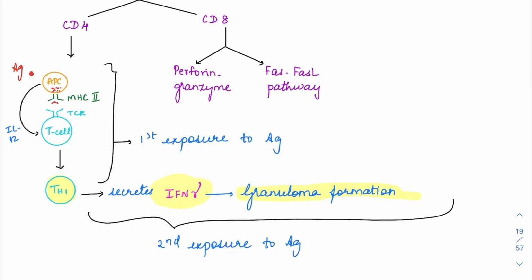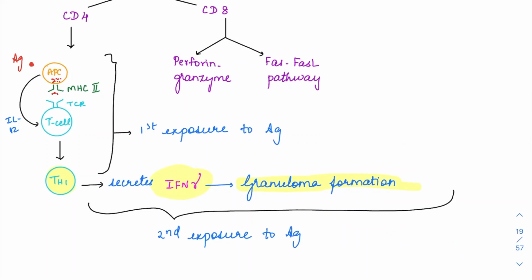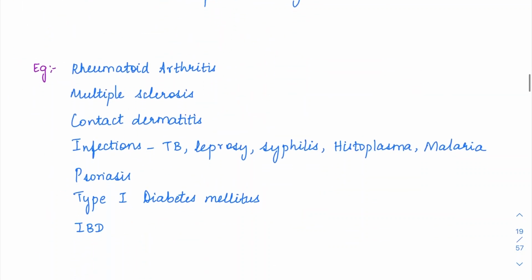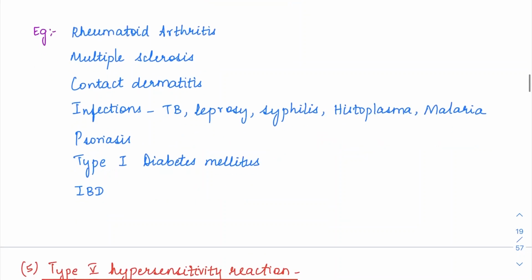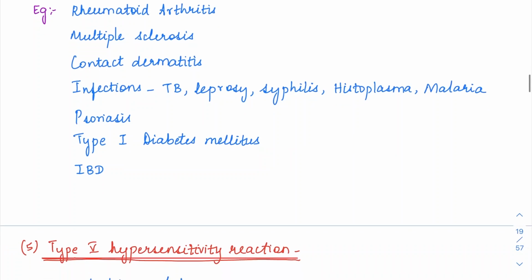CD8 positive T cells can also produce this cell-mediated type of hypersensitivity. Both the perforin pathway and the Fas-FasL pathway are going to cause the cytotoxicity. So lysis of the cell is going to be produced. Both these mechanisms are going to result in this hypersensitivity reaction. The examples of type 4 are rheumatoid arthritis, multiple sclerosis, type 1 diabetes mellitus, contact dermatitis, and various granulomatous infectious diseases like tuberculosis, histoplasmosis, syphilis, malaria, leprosy, then psoriasis, and inflammatory bowel disease. All of these are examples of type 4 hypersensitivity reaction.